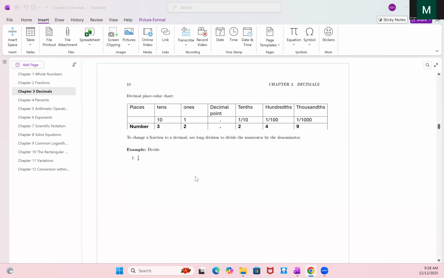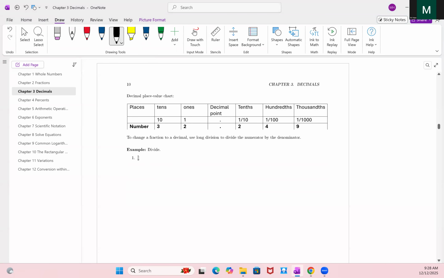So now let's look at how to change a fraction to a decimal. We use long division to divide the numerator by the denominator. So let's divide 5 divided by 9. 9 doesn't go into 5, so there's a decimal point here. We put that decimal up here, and we put a 0 next to the 5. 9 goes into 50 5 times, so we put the 5 above the 0. 5 times 9 is 45. Subtract. We have a remainder of 5.